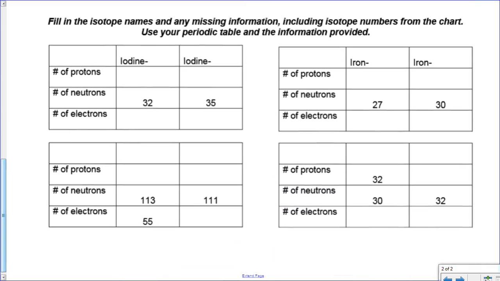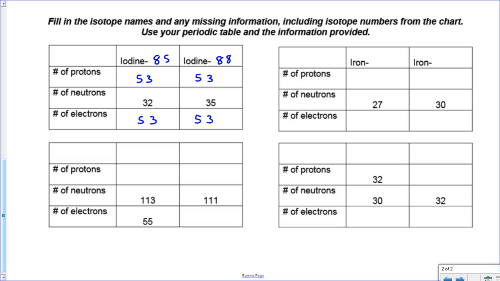On the bottom here, pretty similar. Iodine, you look up its atomic number. Its atomic number is 53. So 53 goes in all of these boxes. Then we need to find its mass by adding its neutrons and its protons together. 53 plus 32 is 85. 53 plus 35 is 88. All right, so we're writing the masses in there.